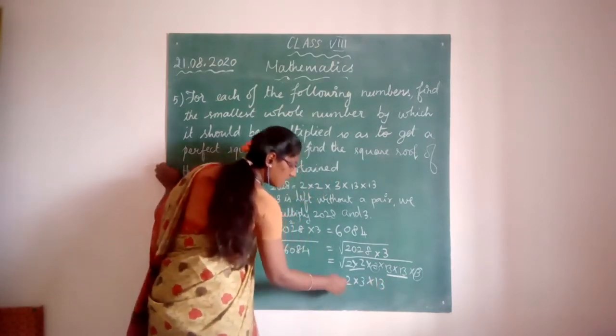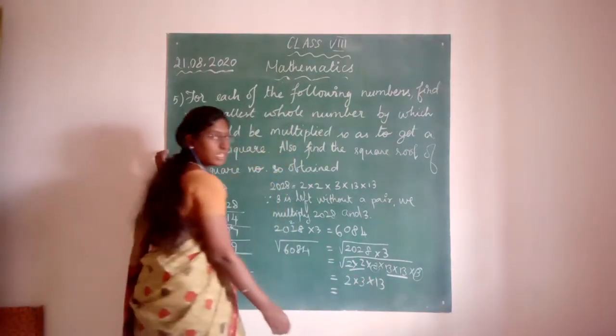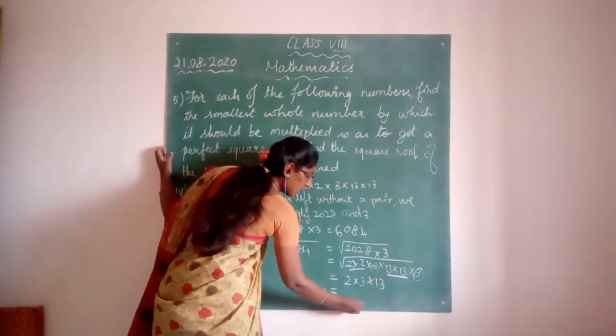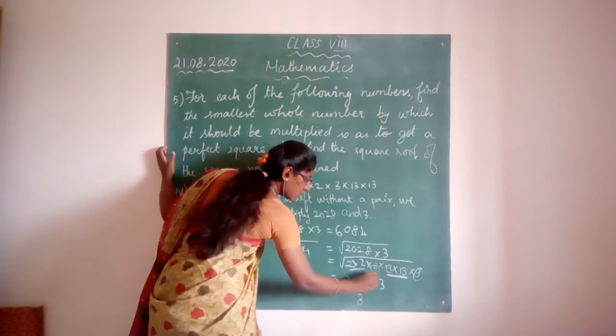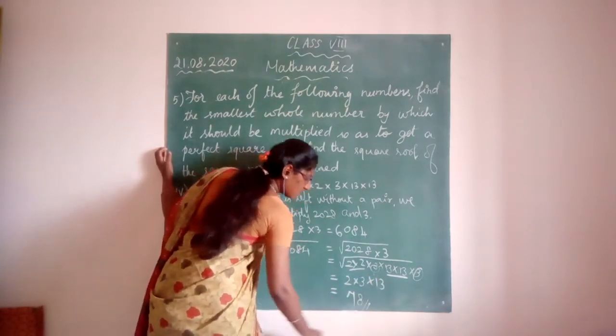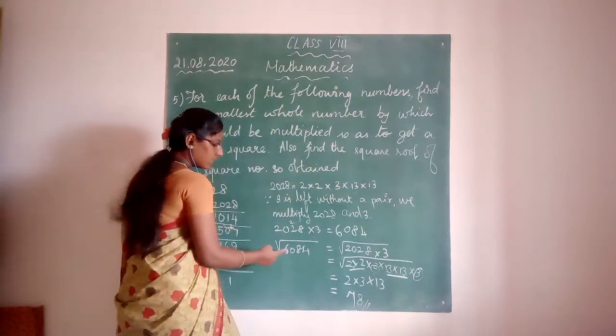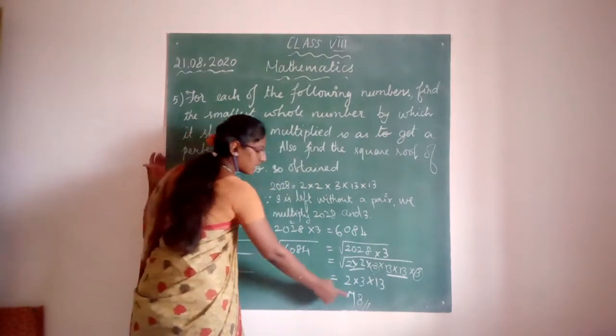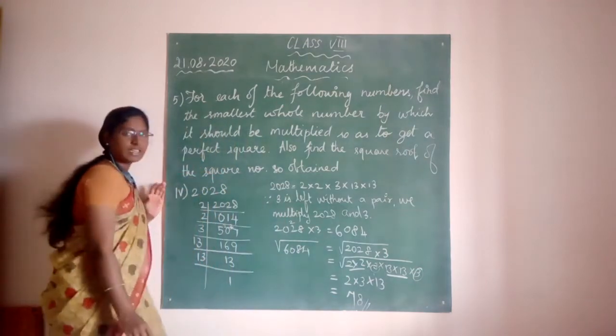So what is the answer? 2 3s are 6, and 6 into 13 is how much? 6 3s are 18 and 6 1s are 6. 6 plus 1 is 7. Okay, so 78. So the square root of 6084 is 78. Is it clear?